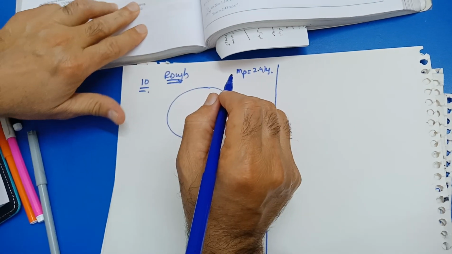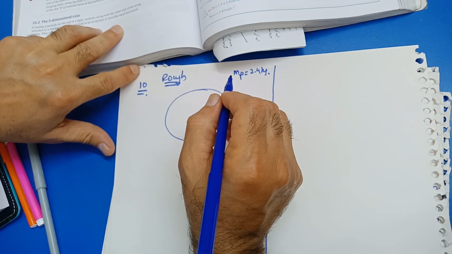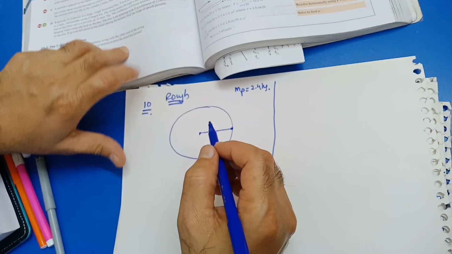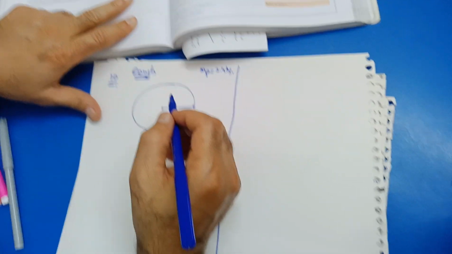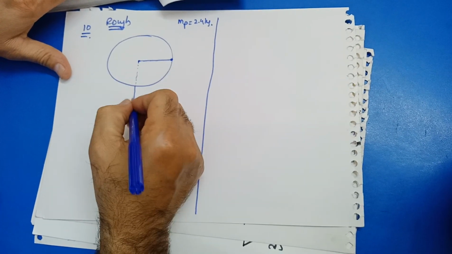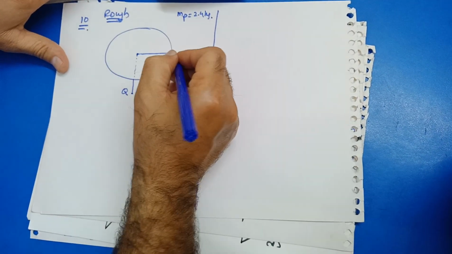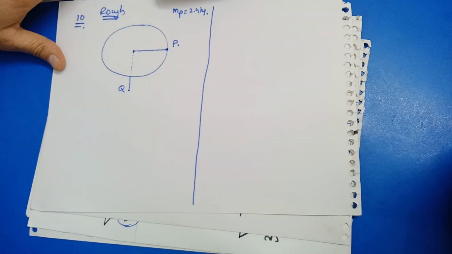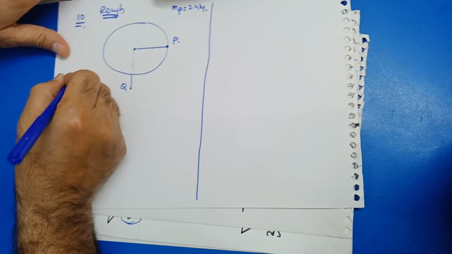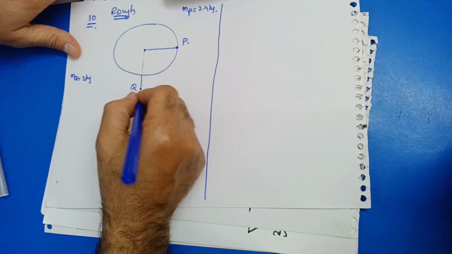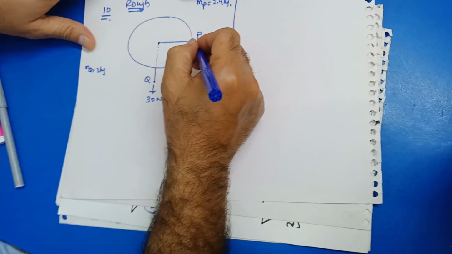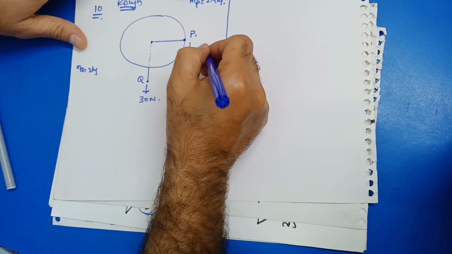The particle is then attached to a light inextensible string of length 4 meters. The string passes through a smooth hole in the center of the disk, and at the other end it goes down vertically. Here is the particle Q, here is the particle P. The mass of the particle Q is 3 kg. I can show the weight down here: this is 30 newtons, and the weight of this particle P is 24 newtons.